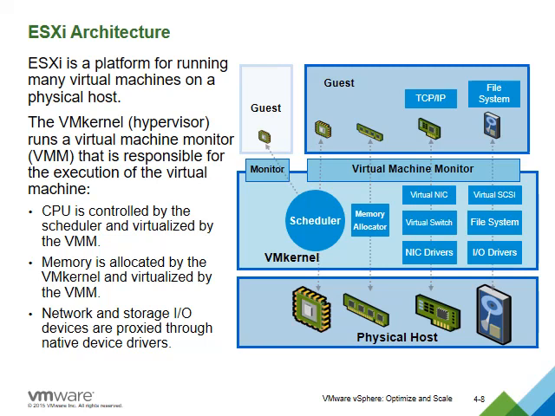In this slide that you see here, the CPU is controlled by the scheduler and virtualized by the VMM. Your memory, which is right here, is allocated by the VM kernel and virtualized by the VMM. And then your network and storage I/O devices are proxied through native device drivers, which are here, your NIC drivers and your I/O drivers, down to your physical host.